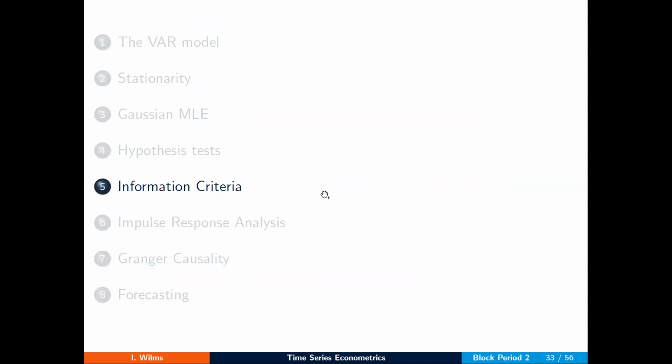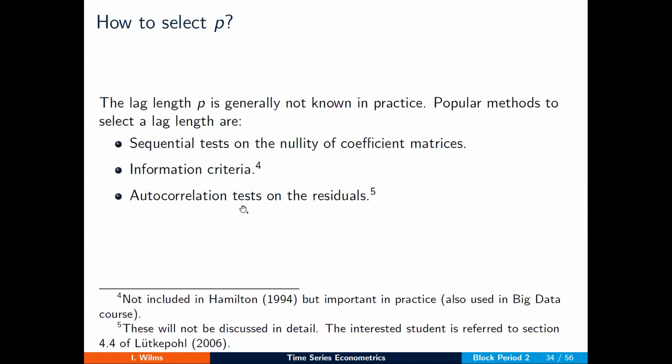Now, after having discussed hypothesis testing in the maximum likelihood framework, another important practical issue that is still remaining is the procedures that can be used to select the order P of the VAR model. So how many lagged components of each series should be included? Popular methods to that end are the three following procedures: sequential hypothesis tests, information criteria, and autocorrelation tests on the residuals.